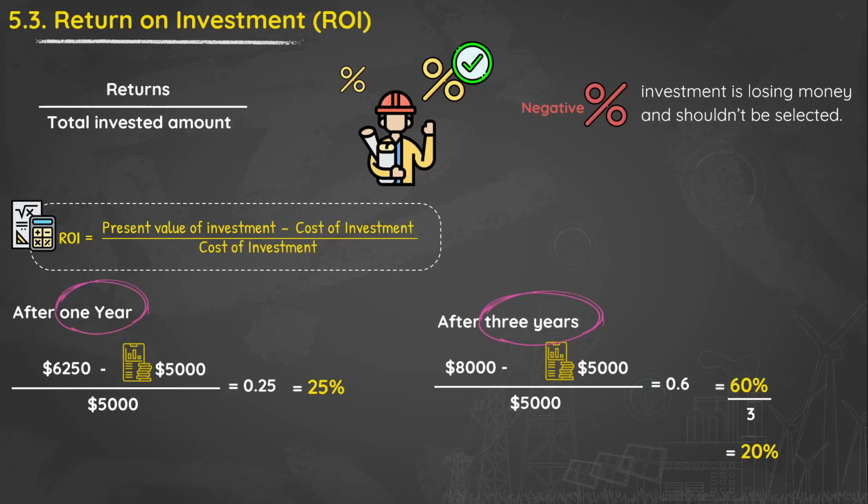After 1 year, you got 25%, or after another 1 year, you got 20%. Which one should you go for? Of course, the first one is going to be the actual more profitable investment.